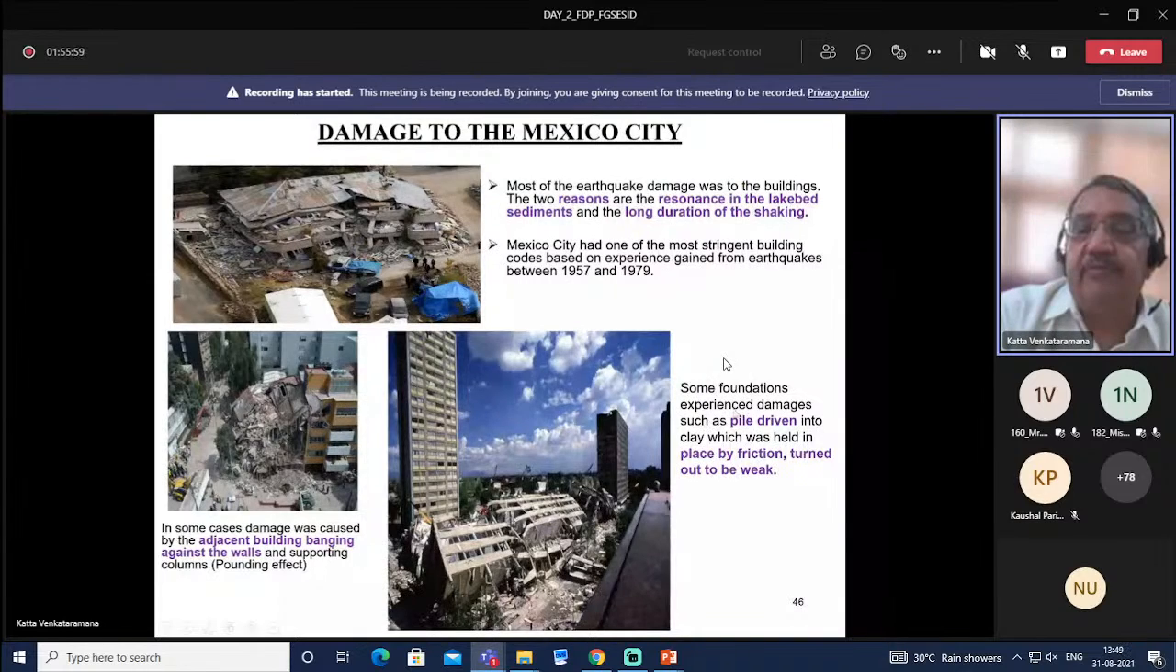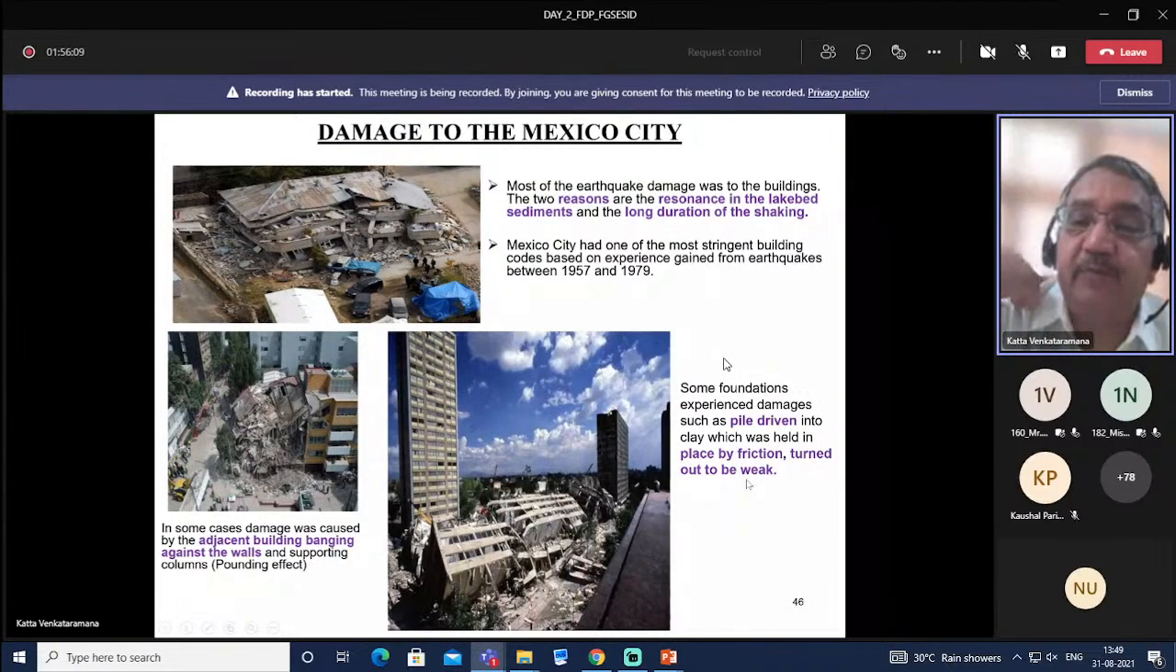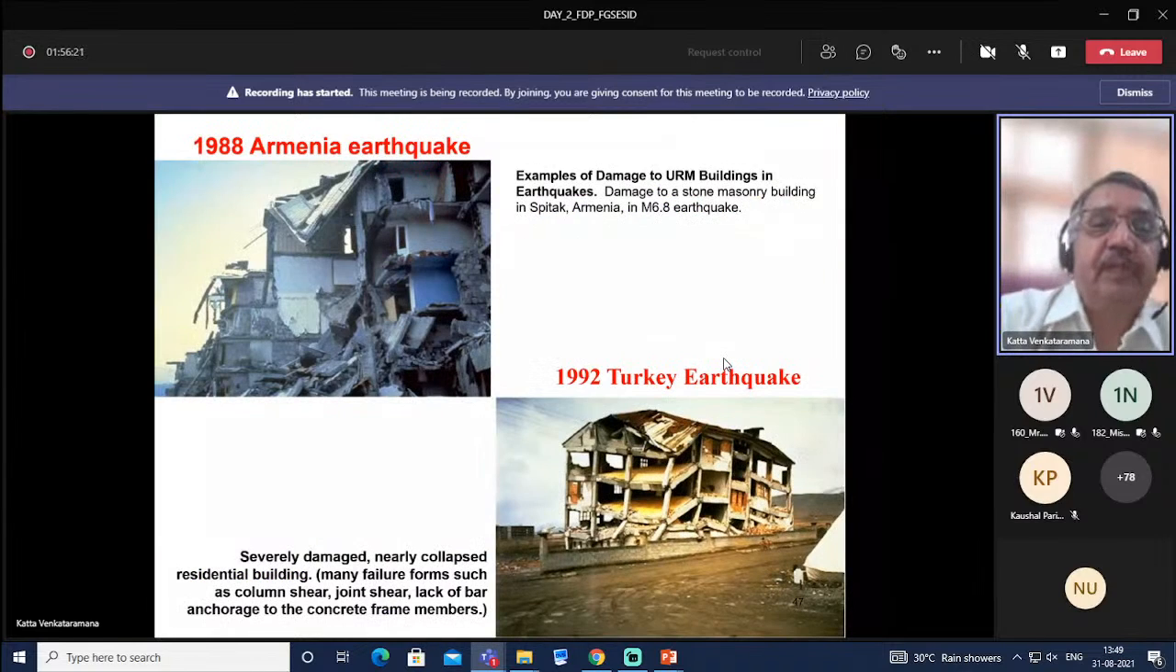Then some foundations experienced damage, such as piles driven into clay, which were held in place by friction, turned out to be weak. They were not driven up to hard ground, so they were taking the load through friction only, which was inadequate in the present case. That was about the Mexico earthquake.